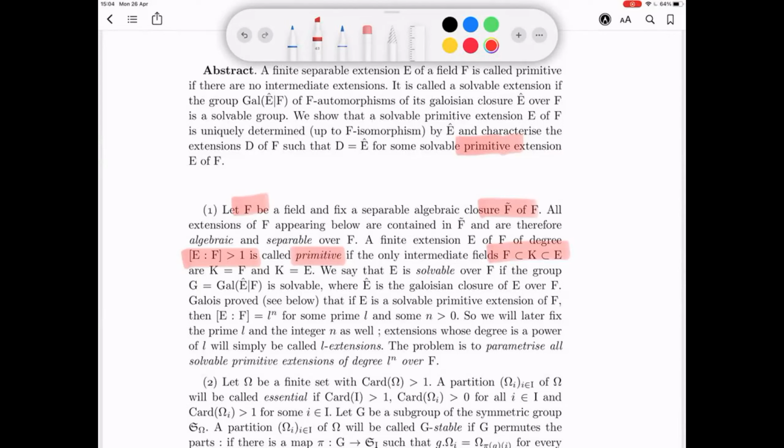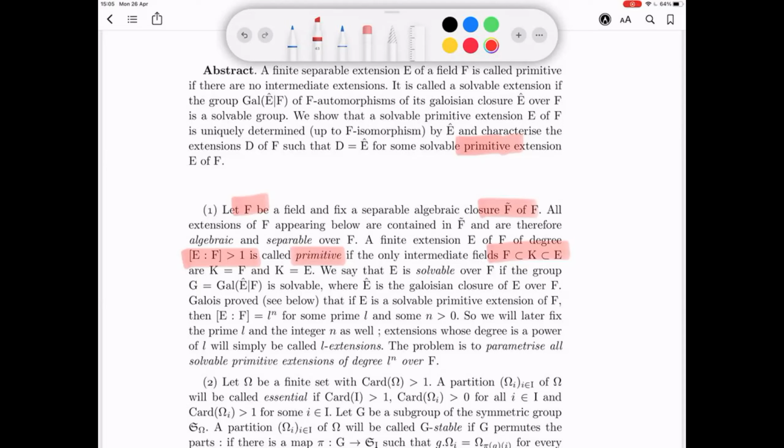Now, sometimes the word primitive is used with a completely different meaning, when we talk about a primitive element in a finite separable extension, an element which generates that extension. We are not using the word in that sense at all. This is the sense in which maybe Galois introduced this word. It's a very simple notion.